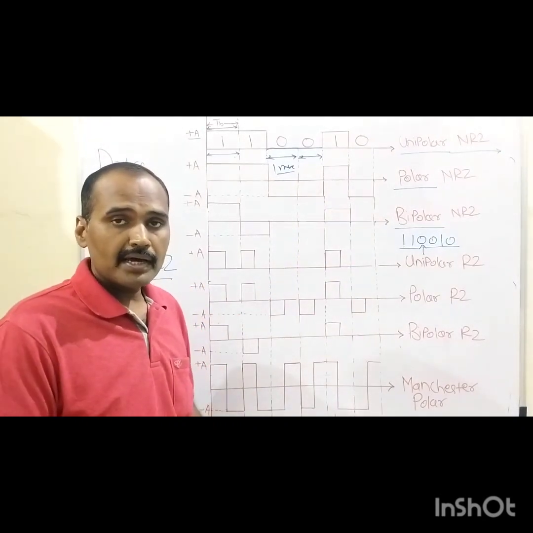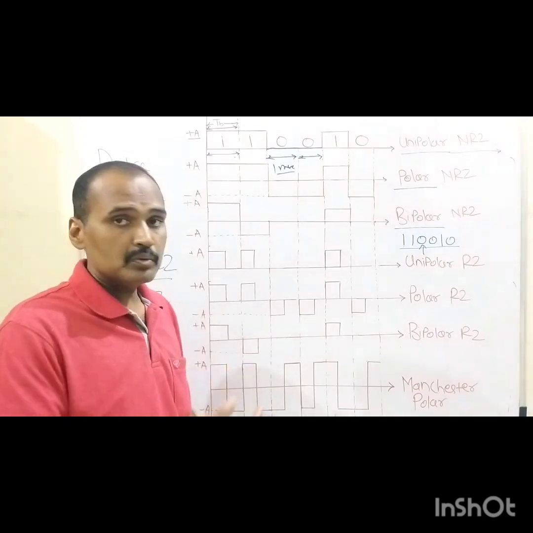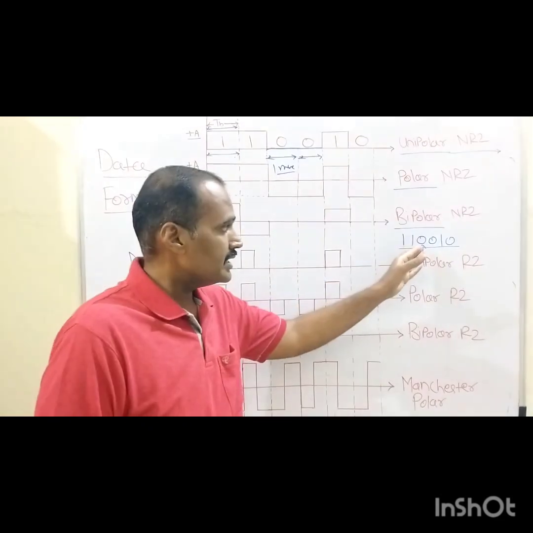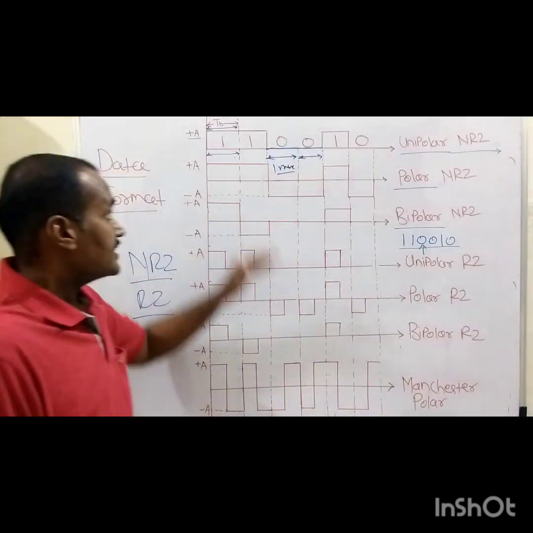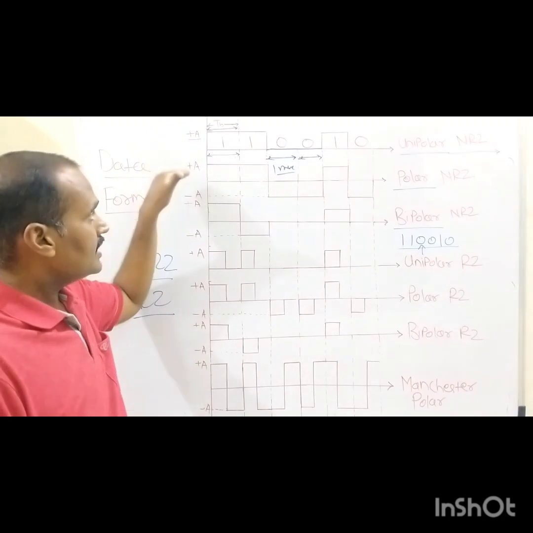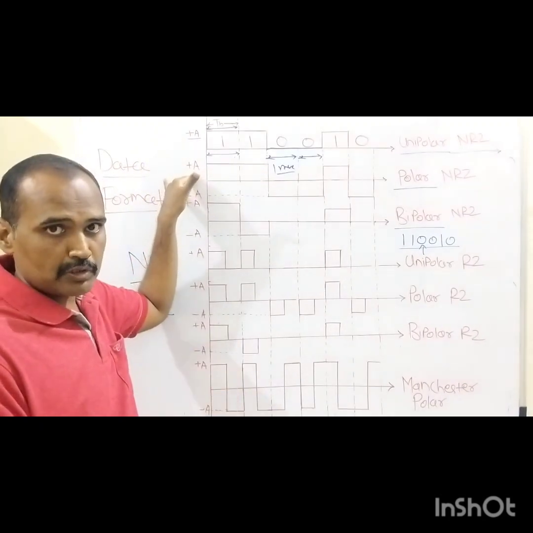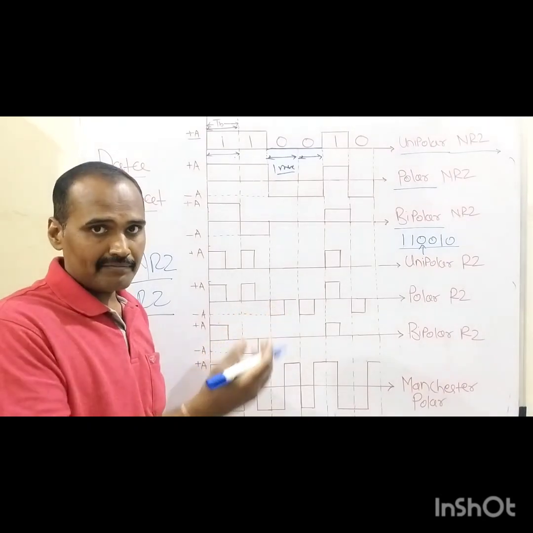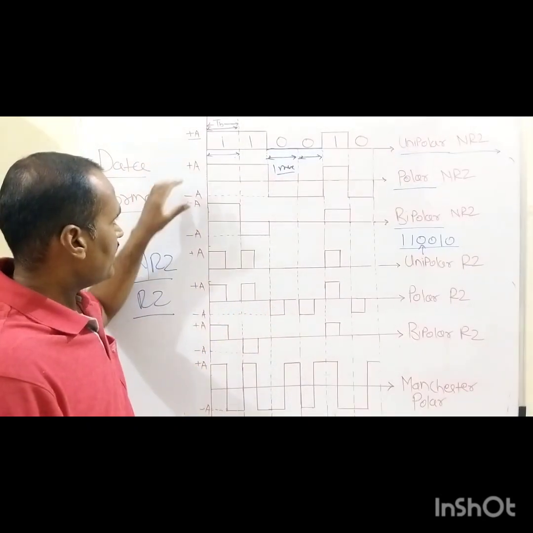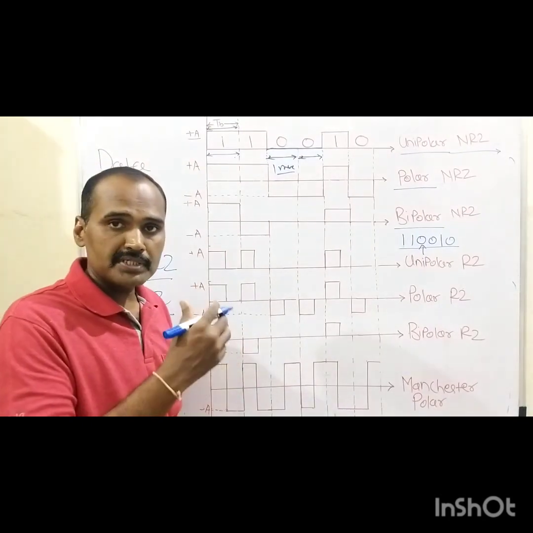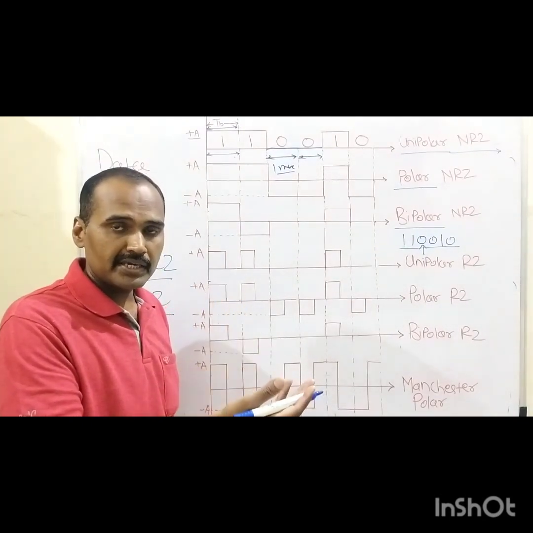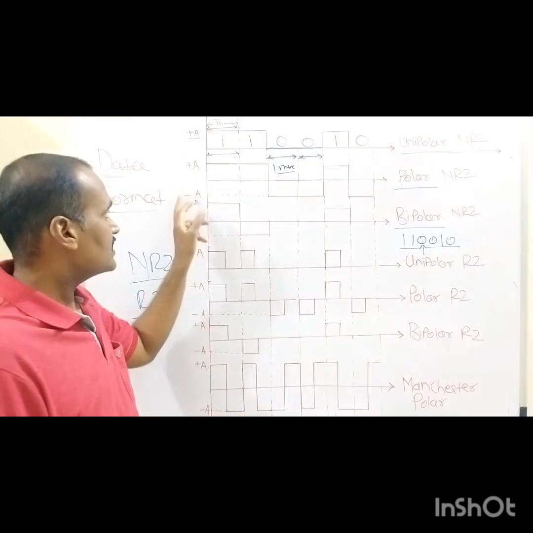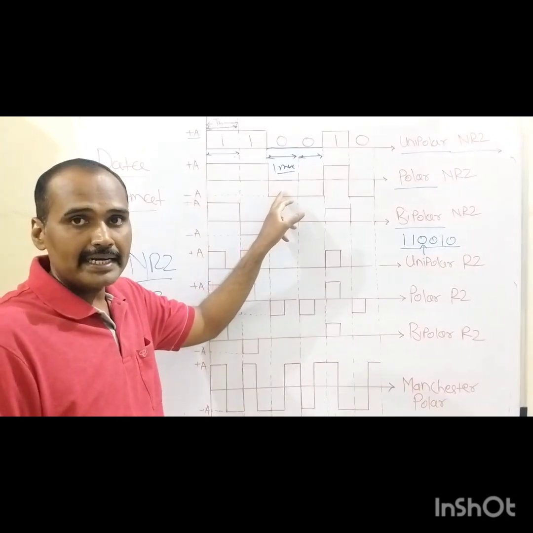Now in this polar NRZ type of sequence, as compared to the previous one, the same symbol sequence we have is 1 1 0 0 1 0. But as compared to the first symbol sequence, in this polar NRZ type of symbol sequence, we have two distinct voltage levels, which are the plus A volt and the minus A volt. Plus A volt is assigned to binary 1 and minus A volt is assigned to binary 0.